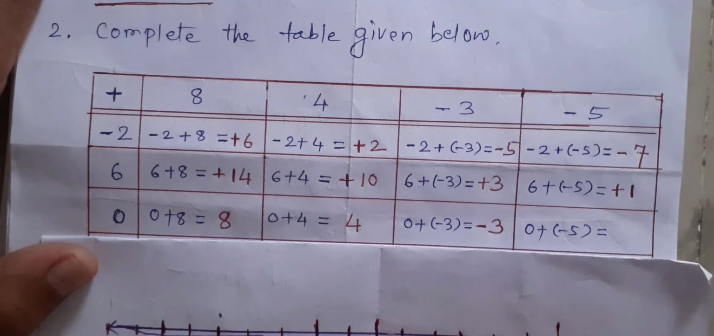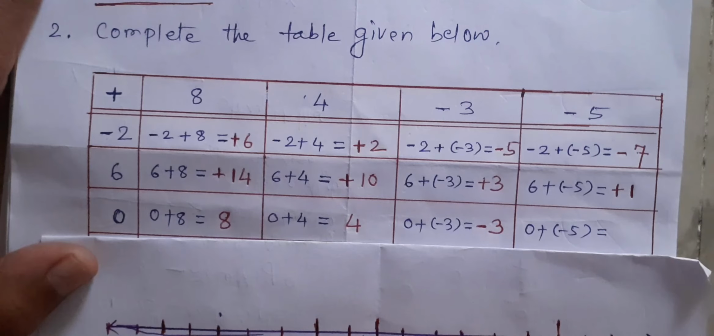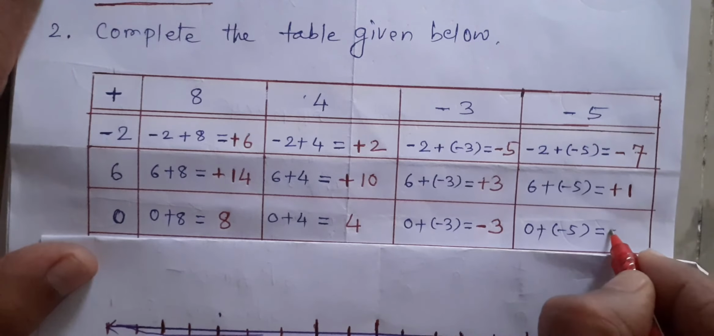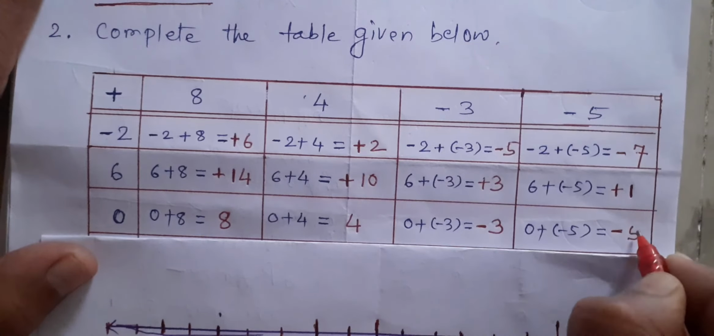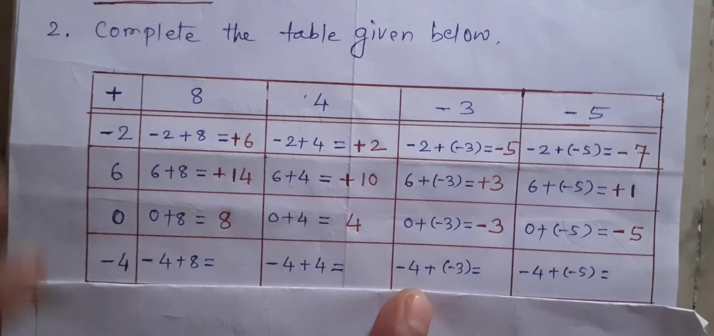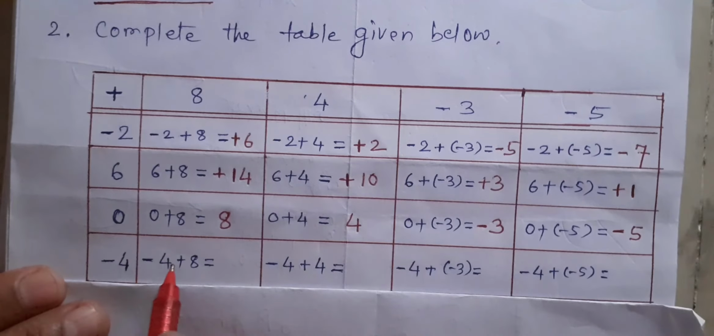Like this, 0 plus minus 5. Suppose I am here at 0 and I have to add minus 5. I have to move 5 places left: 1, 2, 3, 4, 5. But the sign is negative, so I have to move to the left hand side. That's why. Then here, minus 4 plus 8.